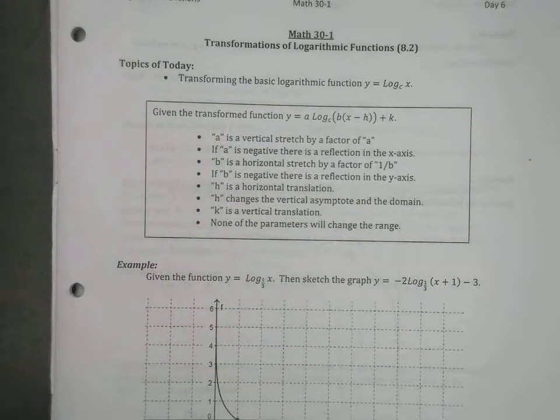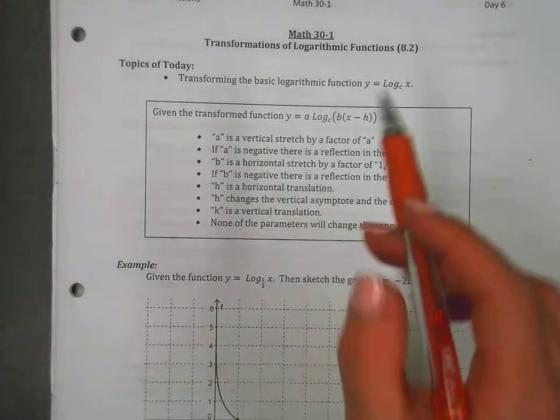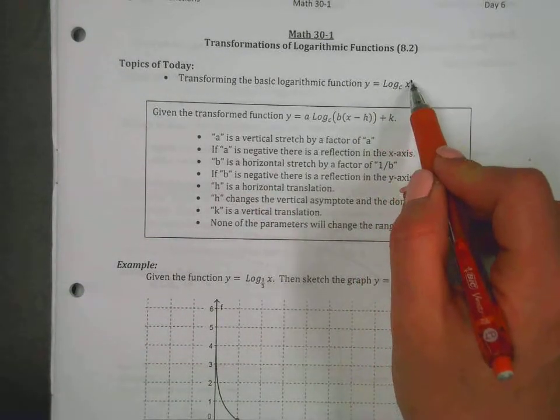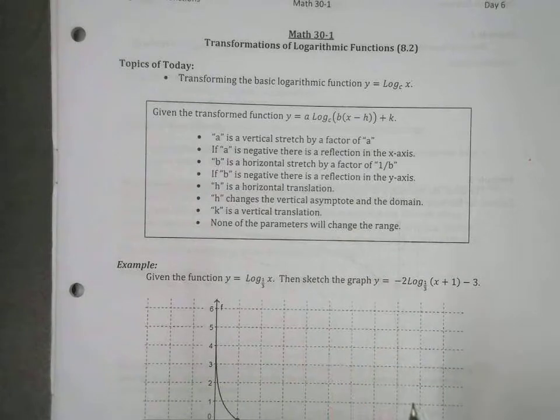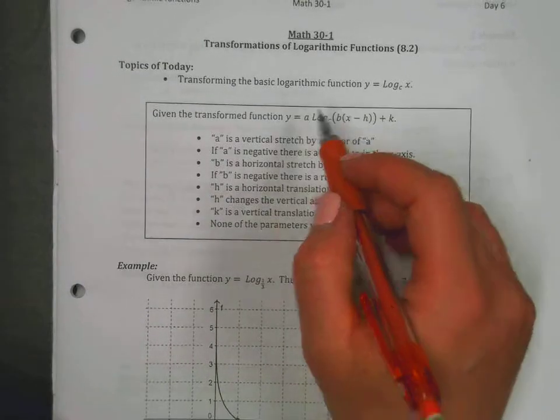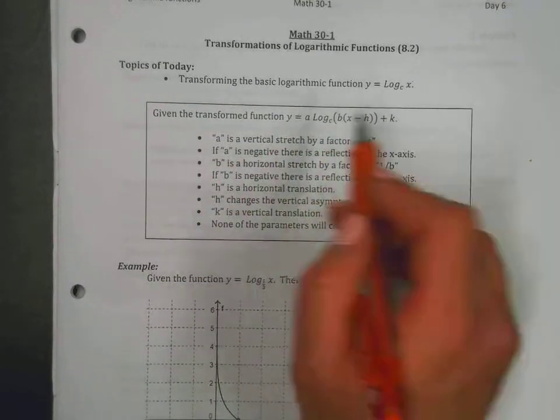Section 8.2, transformations of logarithmic functions. So now that we've worked with logarithms a little bit and their relation to exponential functions, we're now going to take our base logarithmic function, which is y equals log base c of x, and talk about the transformations that occur on it. So a transformed logarithmic function looks like the following.